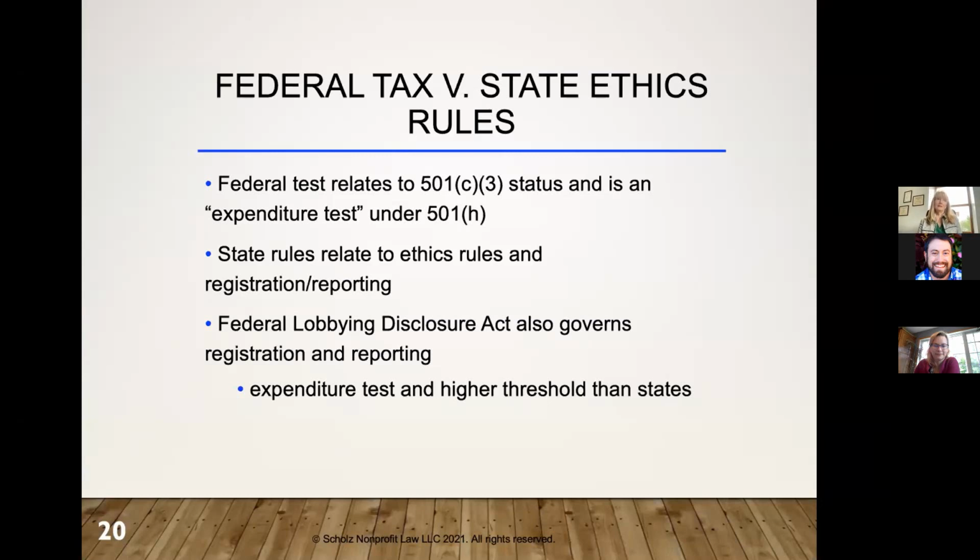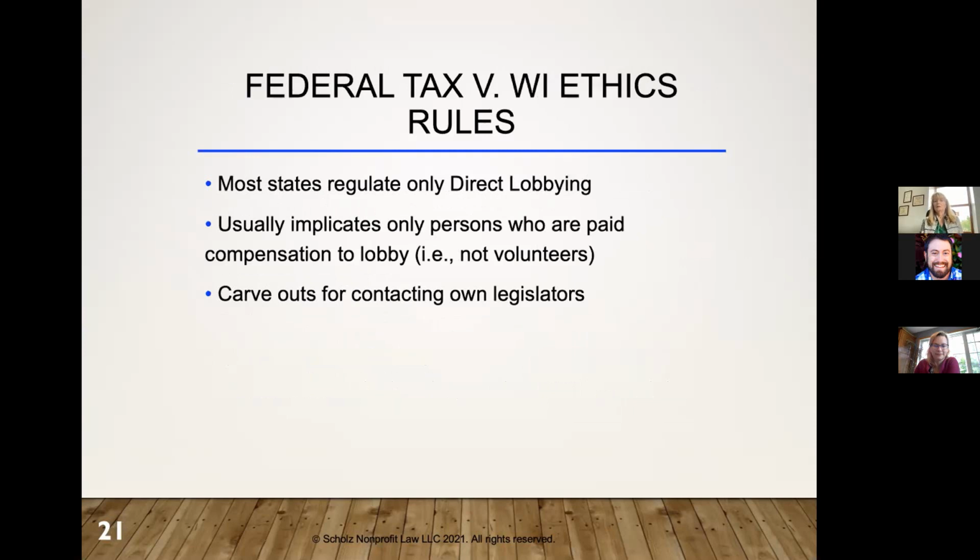So the difference at the state level is that it's not an expenditure test. Because it's an ethics rule, it's really about transparency and who is talking to whom and about what. I mentioned the Federal Lobbying Disclosure Act because I just want to flag that there is an equivalent of state ethics rules. I'm not going to talk about that today, but just know that it is there. So most states, including Wisconsin, regulate only what we've been talking about as direct lobbying. That means contacting legislators, legislative staff. Does not govern grassroots lobbying.